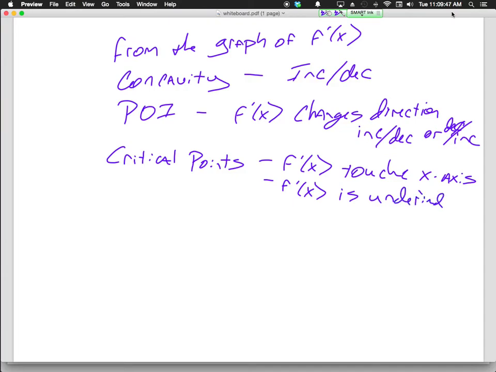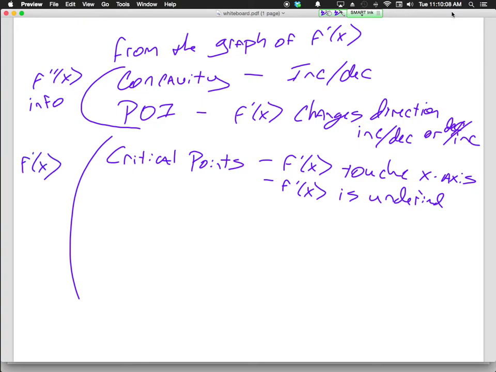The first two, concavity and points of inflection, describe the second derivative information. This is really talking about the second derivative, and the other one just talks about the function. Correct. So this is second derivative info, and everything else we get is first derivative info. So what else can I get? Relative extrema. How, Brock? Where it crosses the x-axis from decreasing to increasing, or where it changes from positive to negative or negative to positive. So f prime of x changes sign.